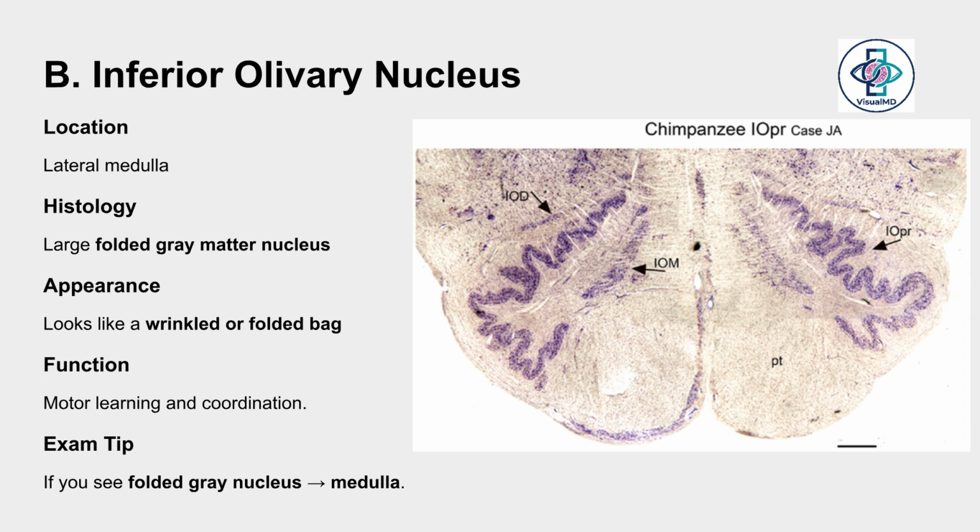The inferior olivary nucleus is in the lateral medulla. It is a large, folded gray matter nucleus that looks like a wrinkled bag. Its function is motor learning and coordination. Seeing this folded gray nucleus is a key clue for the medulla.